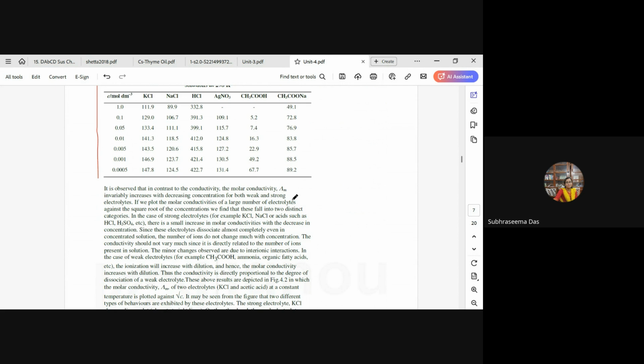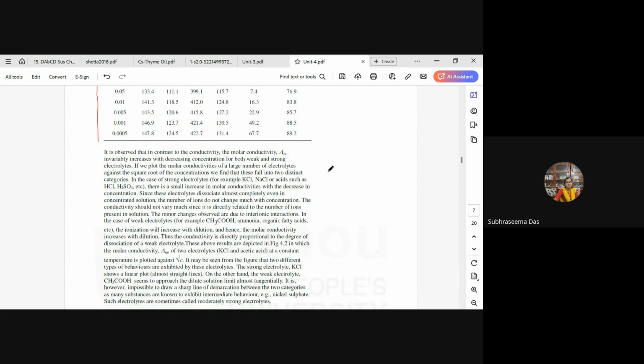Now, if we plot the molar conductivities of a large number of electrolytes against the square root of the concentration, we see that they fall into two categories. One is the strong electrolytes, where there is a small increase in molar conductivity, but then there are the weak electrolytes, where we see a very high change in molar conductivity with dilution.